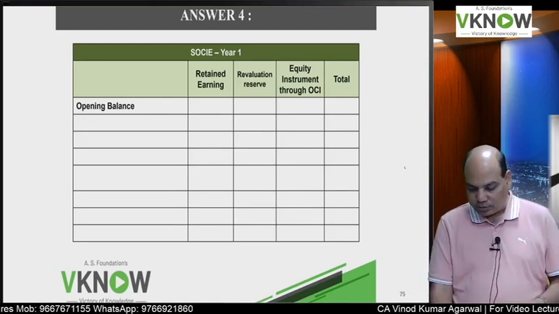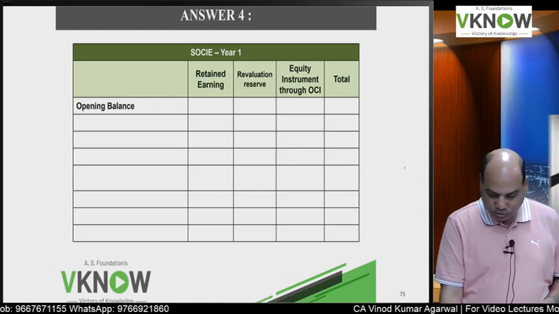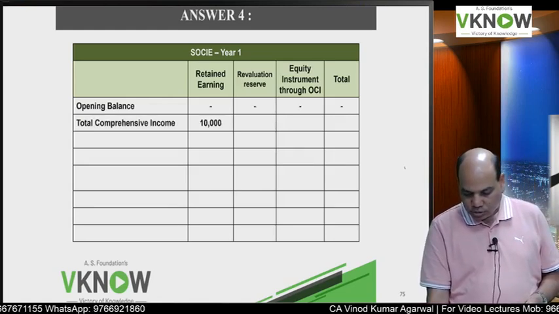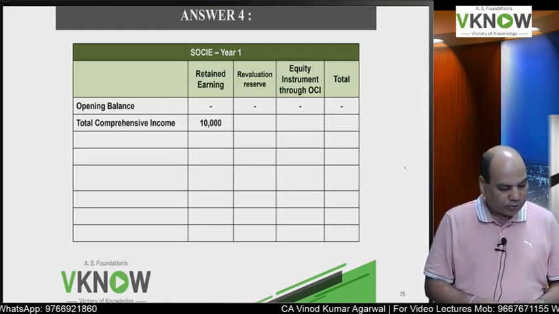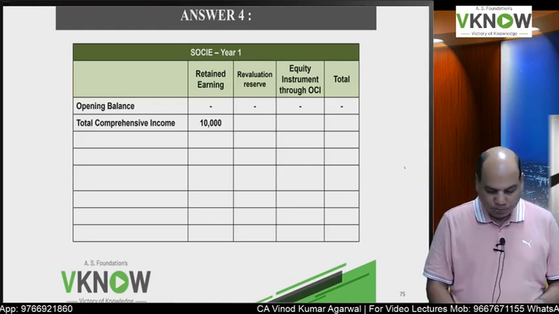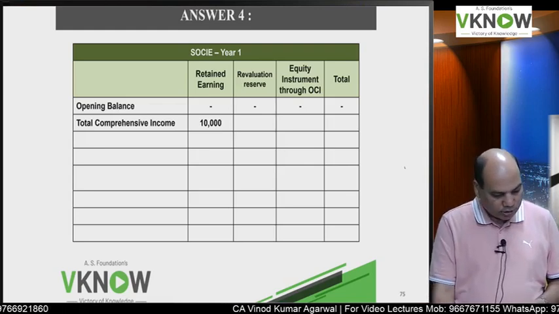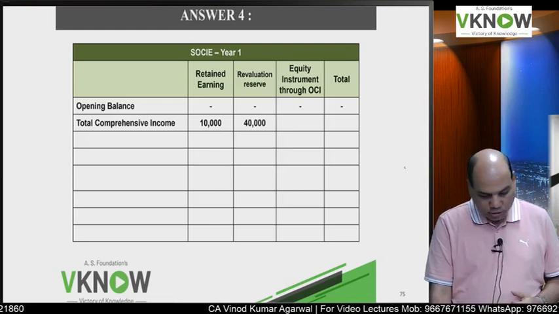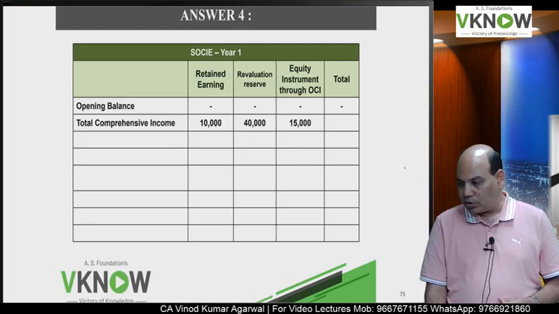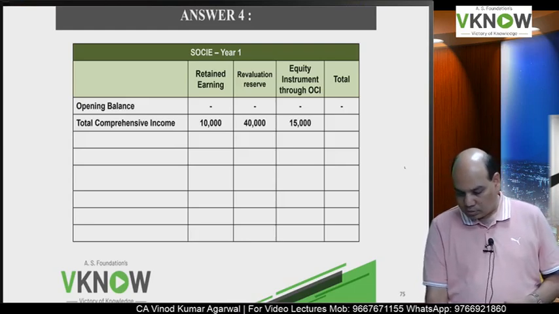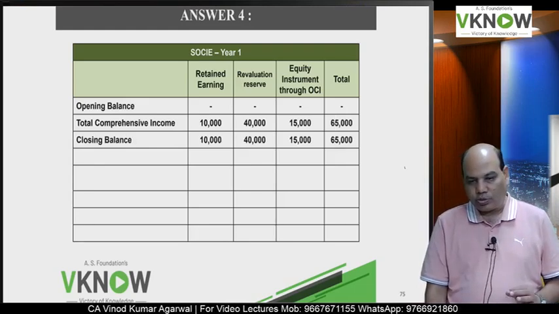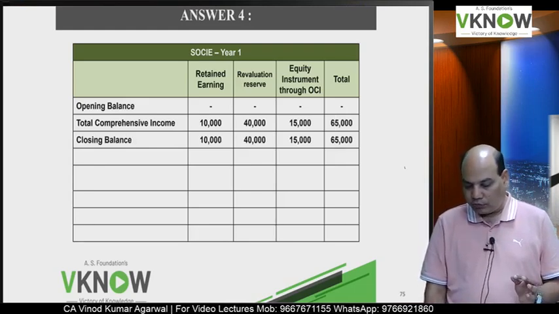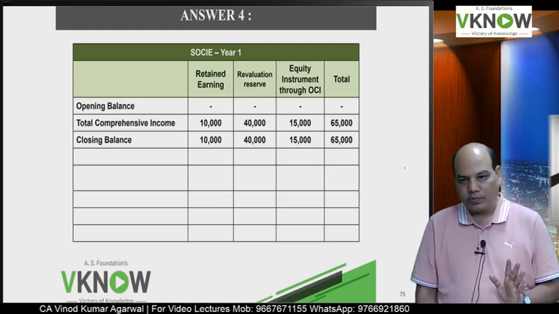Okay, try this one. Opening balance. Is it given? Nothing is given, so just ignore. Total comprehensive income. Go to the first year, start from the second line. Gain on sale of, how much was that? 10,000. Yes. Then revaluation reserve somewhere below, 40. And equity instrument through OCI 15, total. So now you write down the closing balance.